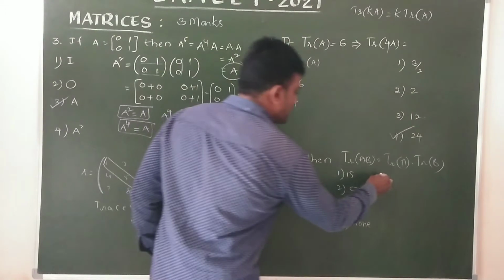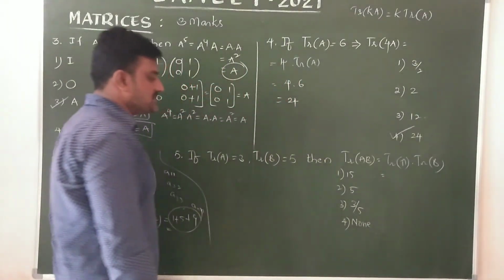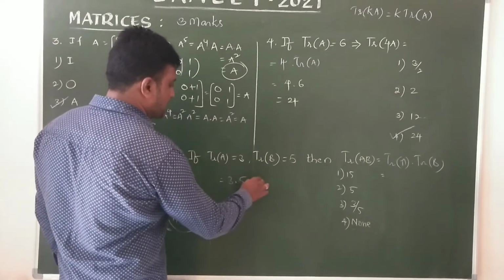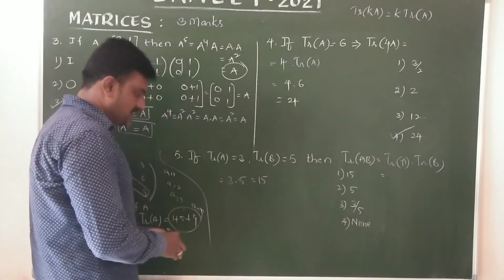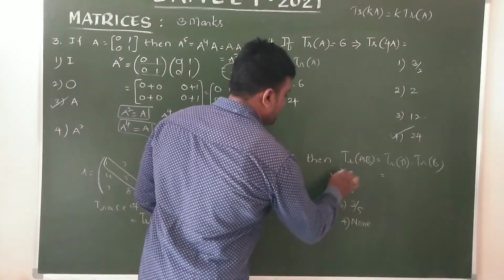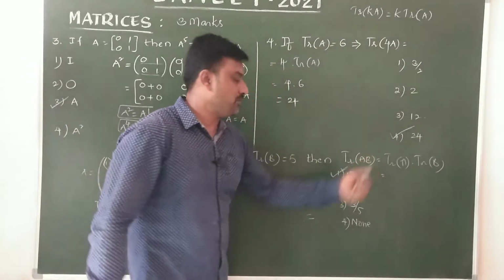And the fifth one. Here we have clearly trace of AB equals 3 into 5, that equals 15. The option is the first one. We can do problems like these by applying these properties.